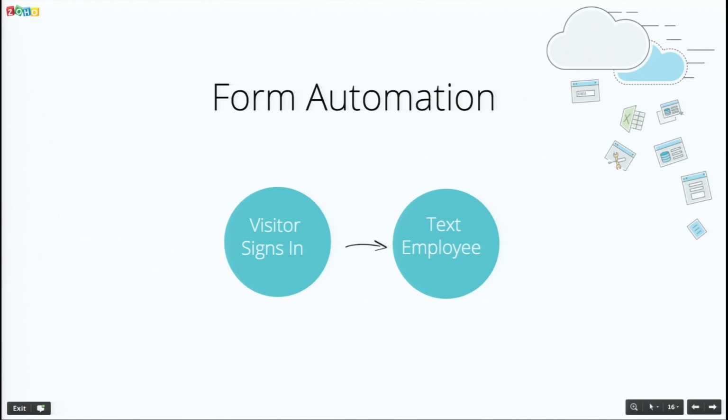So then we moved on to form automation. This is how you get work done without needing to learn any scripting at all. An example of that would be our visitor sign-in form. Somebody signs in, and the form sends a text message to the employee automatically. They pick that employee name, and it knows what to do.